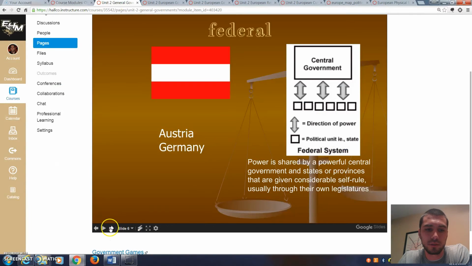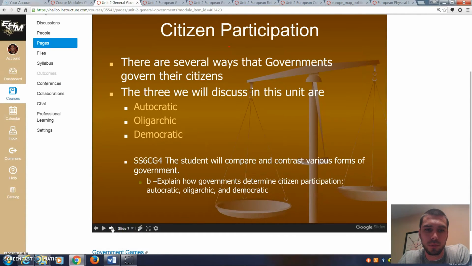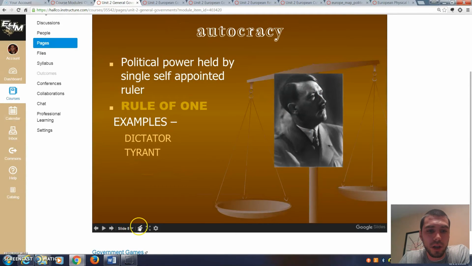Let's move on to a different slide. Going back to this one right here. All right, so we're talking about autocratic, oligarchic, and democratic. So 13, give an example of how citizens participate through government. Well, if we start with autocratic, we'll see that power is held by how many people? It should tell you right here. It says single self-appointed. Well, how many is single? And that'll be your answer. Single equals what? How many?